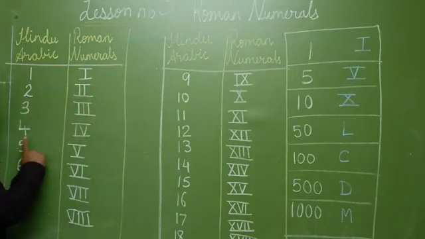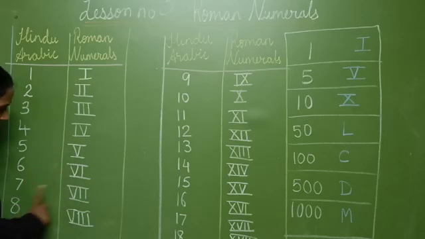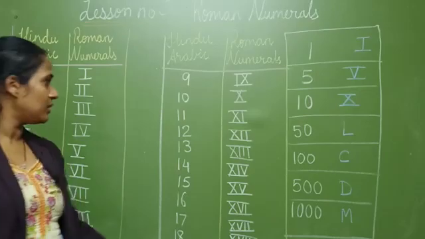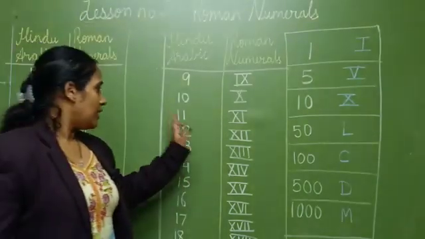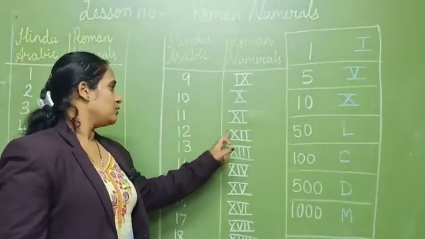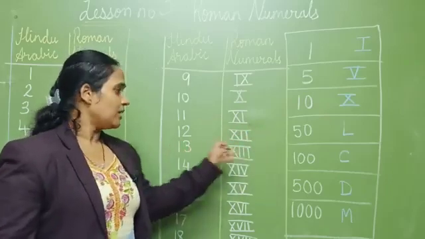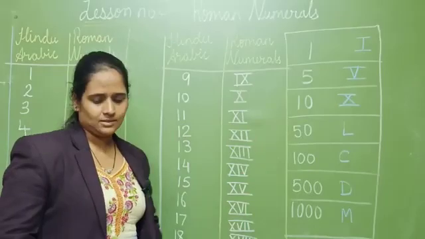1, 2, 3, 4, 5, 6, 7, 8, 9, 10. Up to 10 you should know it. You have to learn this so that when it comes to 11, you just have to add 10 plus 1, 11. 12 is 10 plus 2, like this.